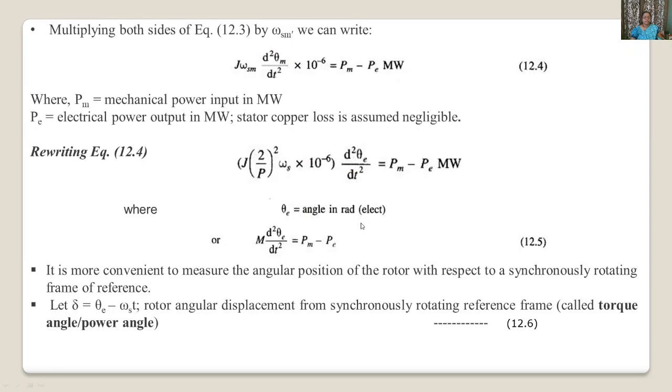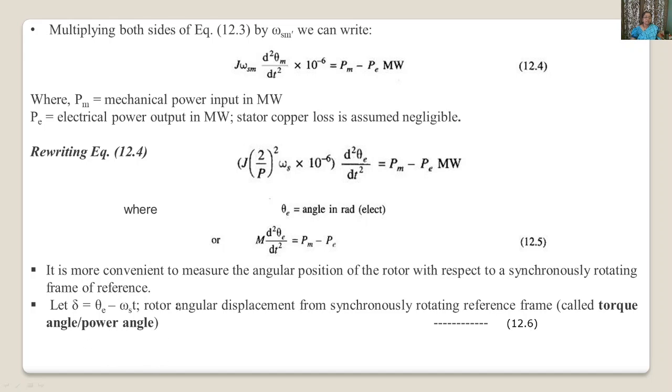It is more convenient to measure the angular position of the rotor with respect to the synchronously rotating frame of reference. Now let del is equal to theta e minus omega s into t. The rotor angular displacement from the synchronously rotating frame is called the torque angle or power angle. This is called the torque angle or power angle.